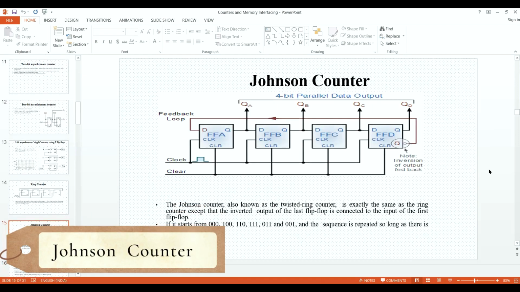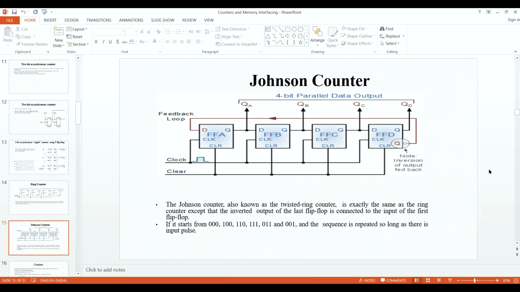Whereas in a Johnson counter, this kind of operation is basically serial in, parallel out, which you will see in the shift register. When I say serial, I mean the output of the first becomes the input of the second, the output of the second becomes the input of the third, and so on. This is serial data. All the clear pulses are connected together so that a single pulse can clear all the previous values. And the feedback loop is given. You can see the parallel data output.